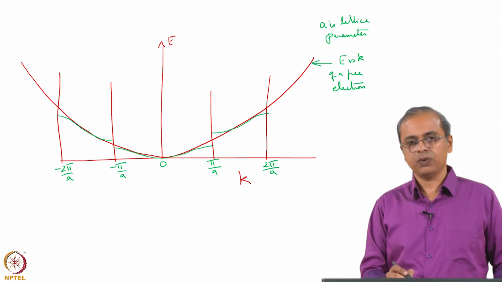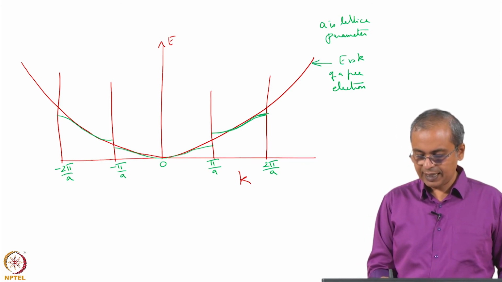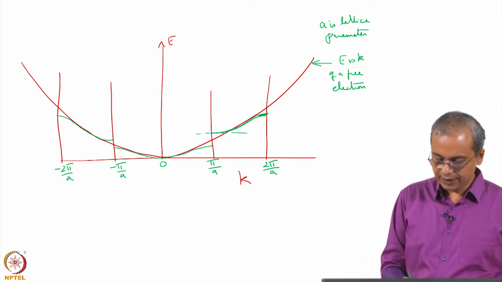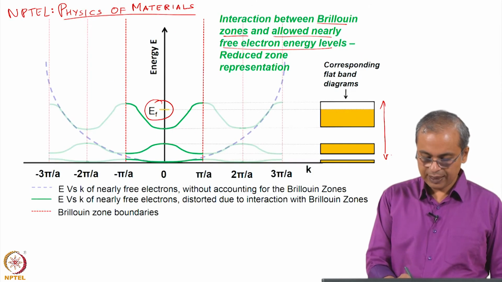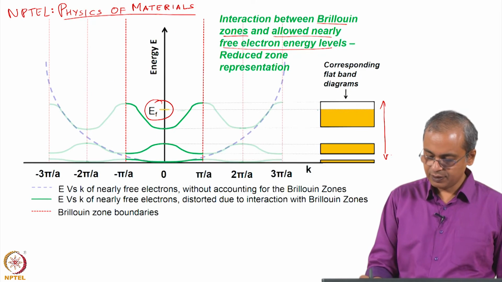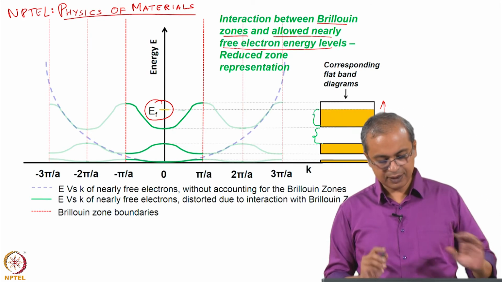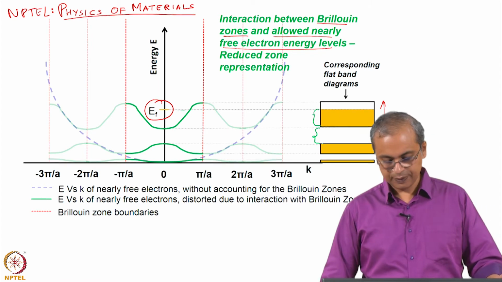How it interacts with Brillouin zones gives you these distortions of the free electron energy levels, and that distortion is what creates a forbidden energy level here and an allowed energy level. This is forbidden, and this part is allowed, and that is why, if you see here, you get an allowed energy level in this range, this is allowed and this is forbidden. That is how you get these bands and band structure. That is information that you can look up in this physics of materials course.